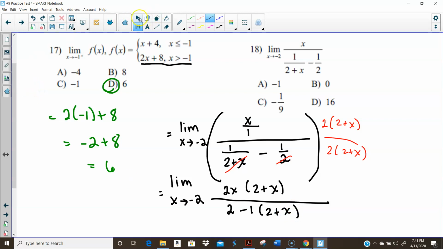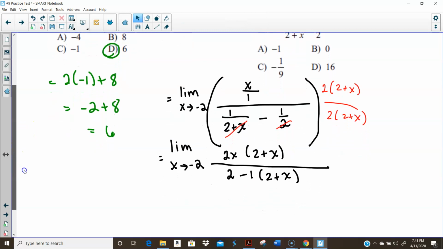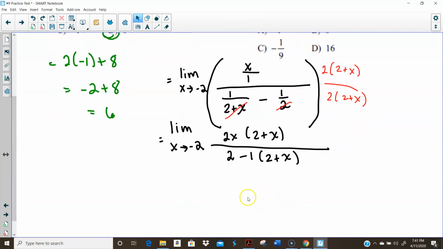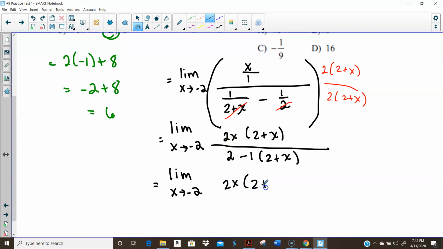All right, so I'm going to see if I can scroll down a little bit. And we're going to keep working on this same problem. I'm going to go ahead and simplify. So this equals the limit as x approaches -2. I'll leave the 2x, so I have 2x times 2 plus x. And in the denominator, I'm going to go ahead and distribute that -1. So this is 2 subtract 2 subtract x. So this is awesome because the 2 minus 2 is going to cancel.